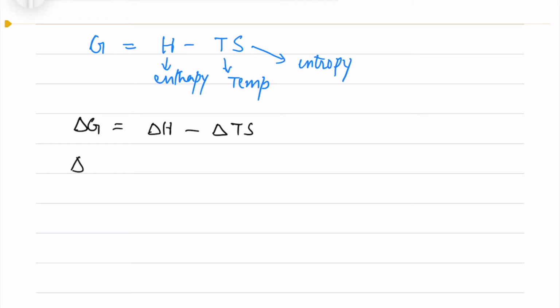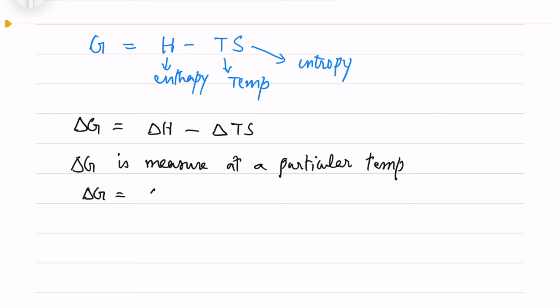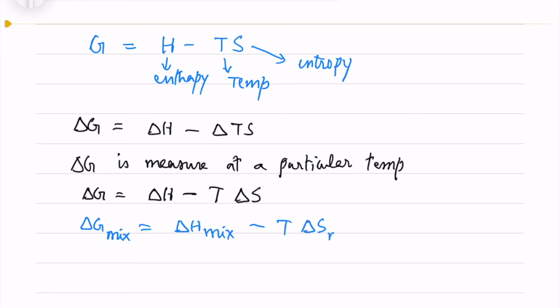So delta G is measured at a particular temperature. So delta G is nothing but delta H minus T, and T is constant, so T comes out into delta S. So what we do is we put delta G mix equals delta H mix minus T delta S mix.